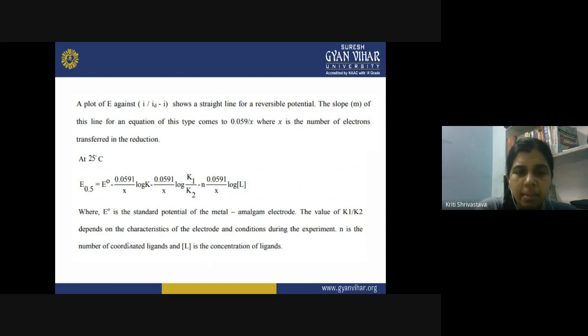Now it depends on the characteristic of the electrode and the conditions during the experiment. N is the number of the coordinated ligands, and L is the concentration of ligand. So X value, that is the number of electrons, you have already obtained that from the slope of the line, and now you can calculate the remaining values.